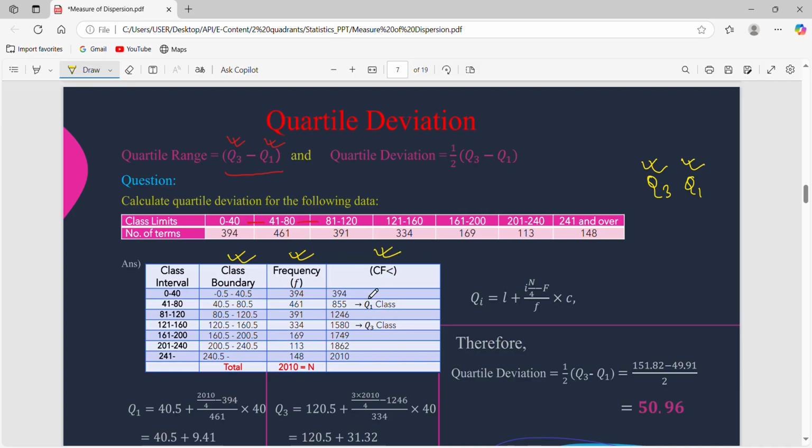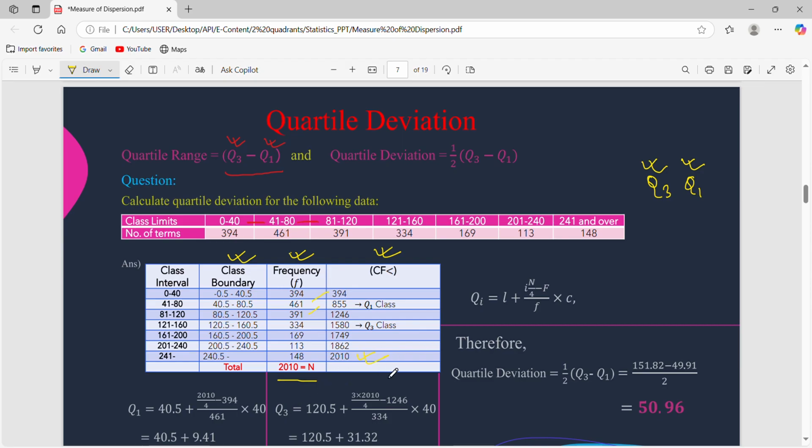How do you find cumulative frequency? I already told you several times: we always use the less than type. If it is specified in your question paper, go for it, otherwise less than type. Whatever value is given, we just put the value 394. Then cross addition: 394 plus 461 is 855, 855 plus 391 is 1246. In this way we continue, and at the end you will find 2010 and 2010, which means your calculation is okay.